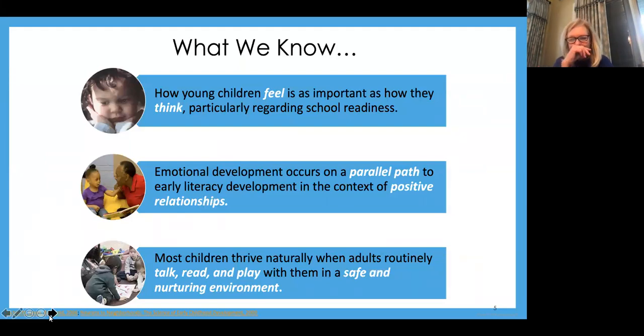So what do we know about this link? We know that how children feel is as important as how they think, and particularly when we're thinking about school readiness. And that emotional development occurs on a parallel path to early literacy development, but that both of those things happen within the context of those positive relationships that we know children need when they're young to be successful. And that in general, most children are going to do just fine when they have those adults in their life who talk to them and read to them and play with them. And they have those safe and nurturing environments where it's safe to explore and learn.